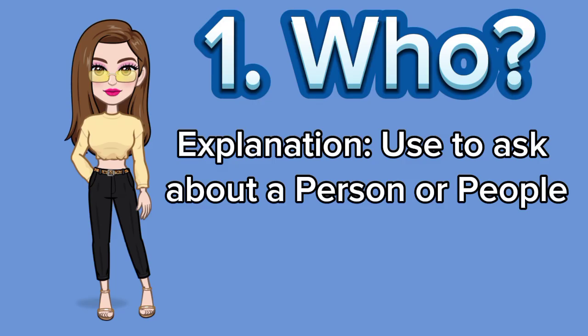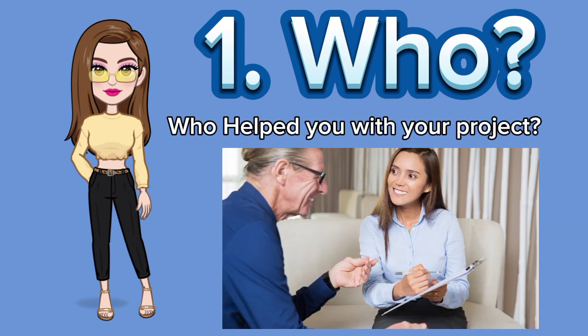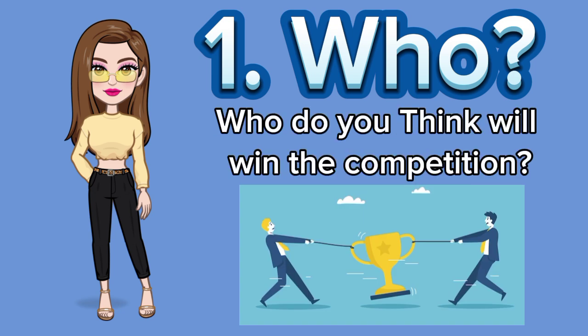1. Who. Explanation: used to ask about a person or people. Example: Who is your best friend? Who helped you with your project? Who do you think will win the competition?